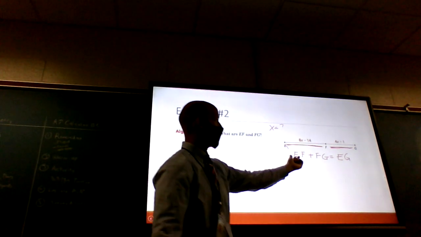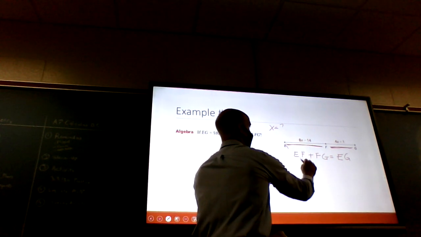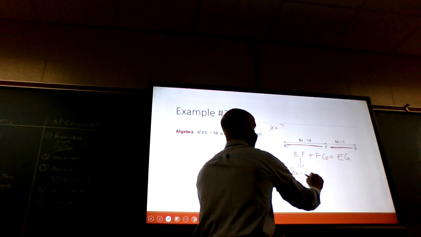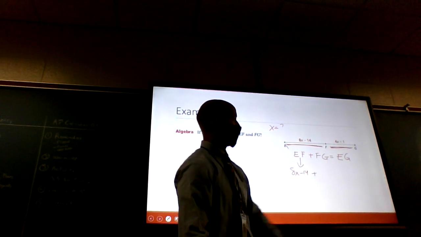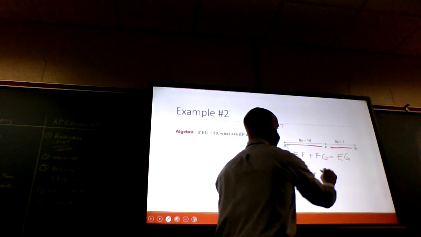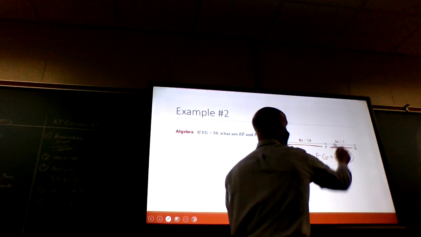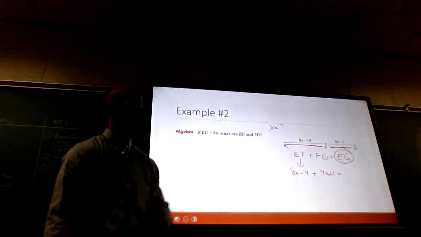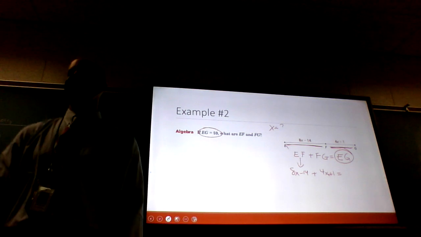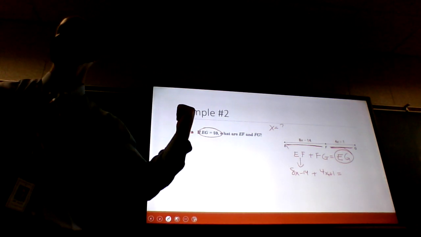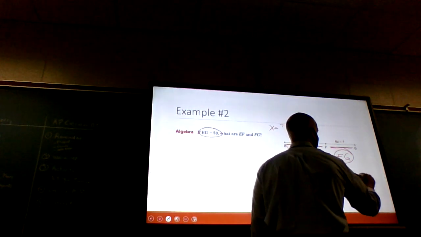Oh, by the way, what is EF? Well, it's 8x minus 14. What's FG? 4x plus 1. Harder question. What's EG? Oh, they tell us what it is. Right there, they told us what EG was. It's 59. So I don't have to figure that out.